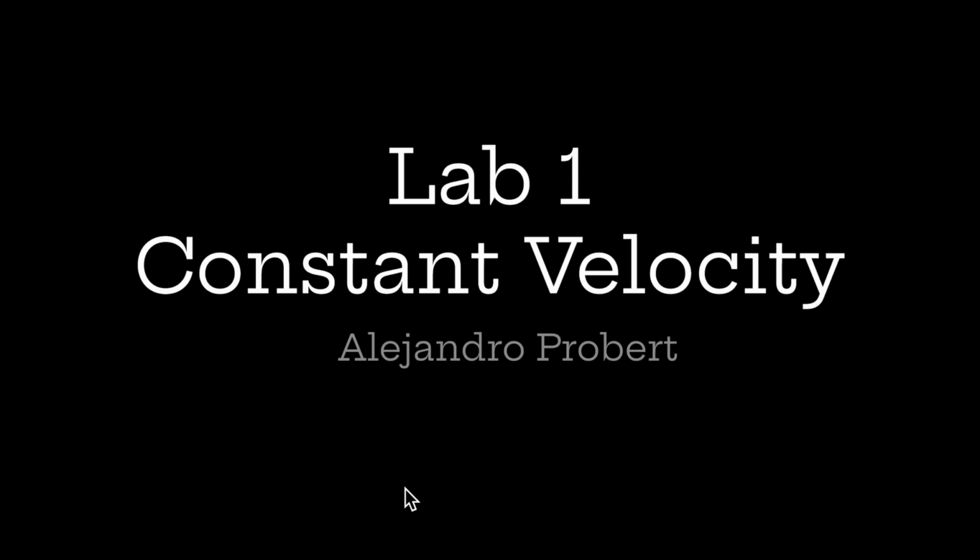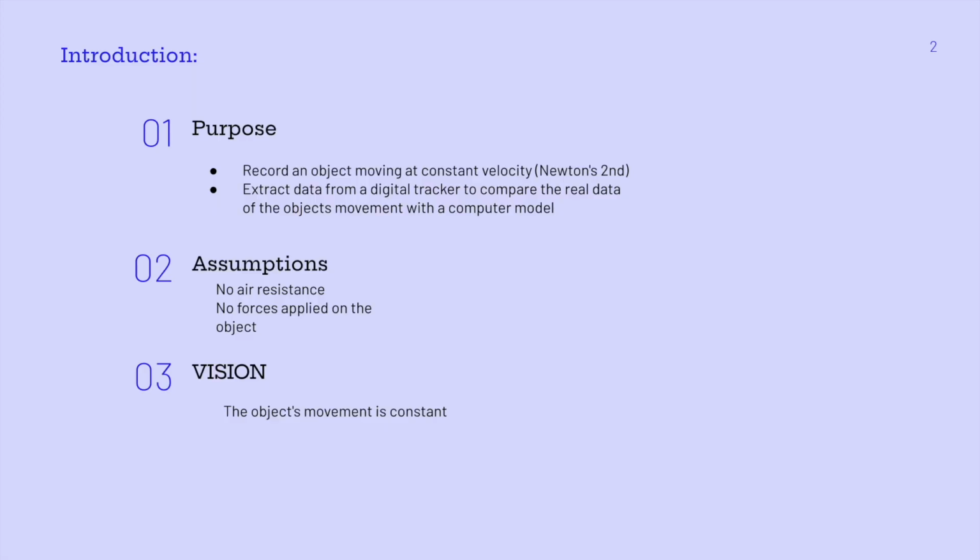In this lab, I'm going to be talking about constant velocity. The purpose of this lab is to record an object moving in constant velocity using Newton's second law and extract data from a digital tracker to compare the real data of the object's movement with a computer model. Our assumptions in this case are that there is no air resistance, there are no forces applied on the object, and we want a vision where the object's movement is constant.